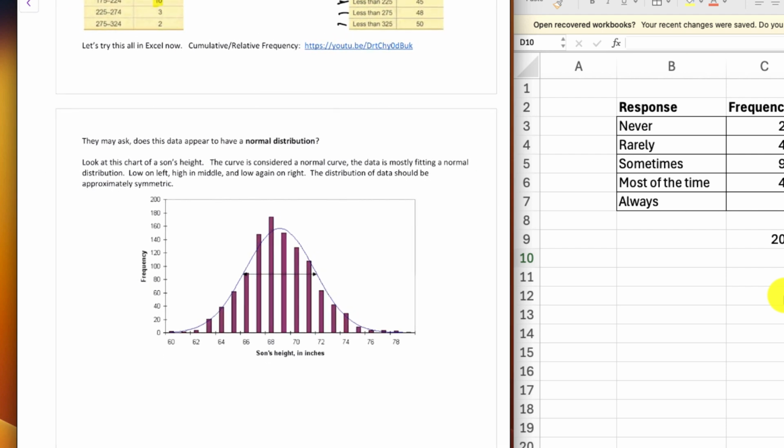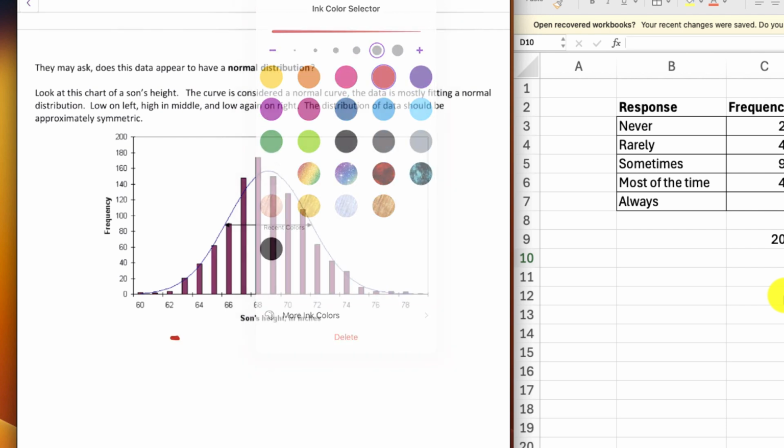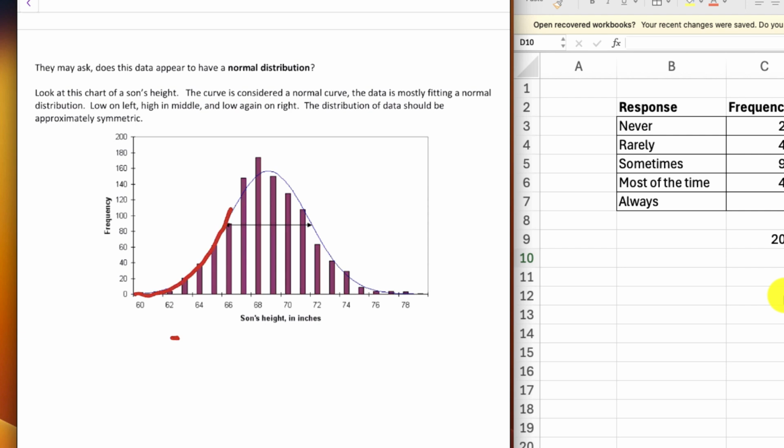Last thing here, a question might ask, does this data appear to be normally distributed? Well, here's what a graph that looks normally distributed looks like. Notice this little blue curve here. I'm going to try to do a little thicker to show you what I'm saying. But this right here, this line is called a normal distribution. And the data, if it fits that, we consider it to be approximately normally distributed. Now you can see this data here doesn't exactly fit it. Well, there's nothing that's going to exactly fit it. What we're going to do is be close.